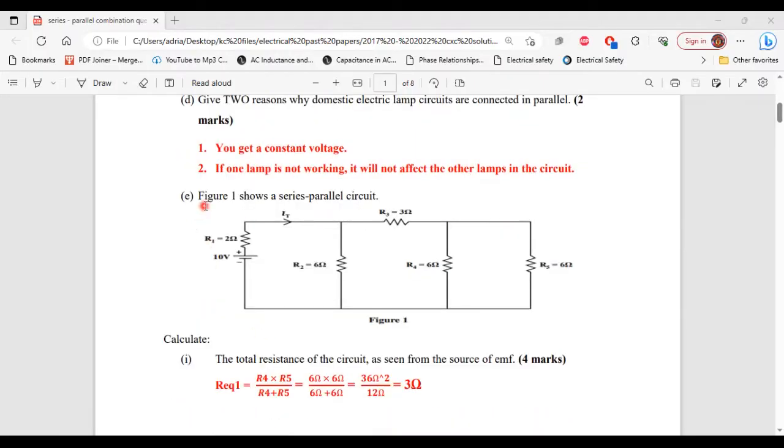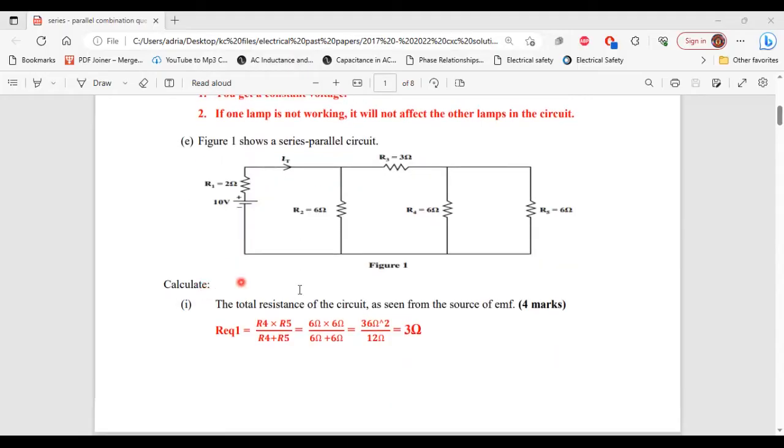For part E now, it says figure 1 shows a series parallel circuit. So here's figure 1, the series parallel circuit. So it says calculate part 1 of E, the total resistance of the circuit as seen from the source of EMF.